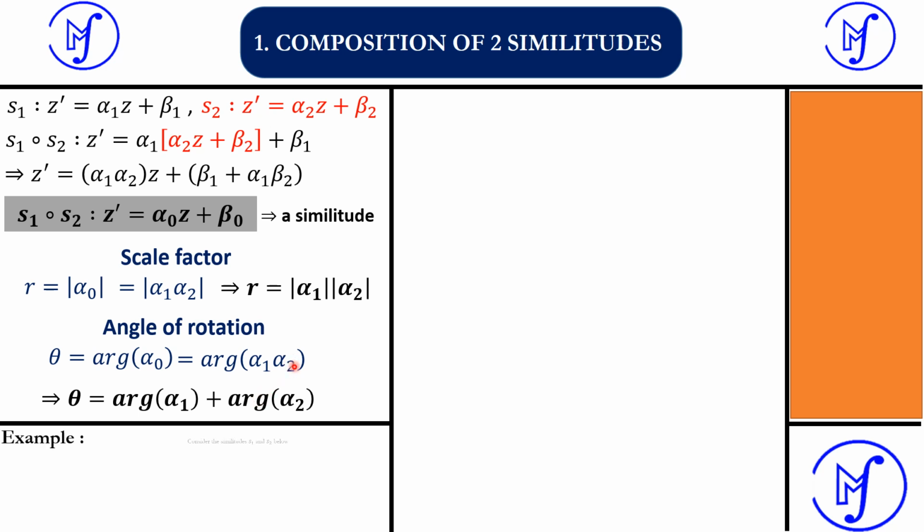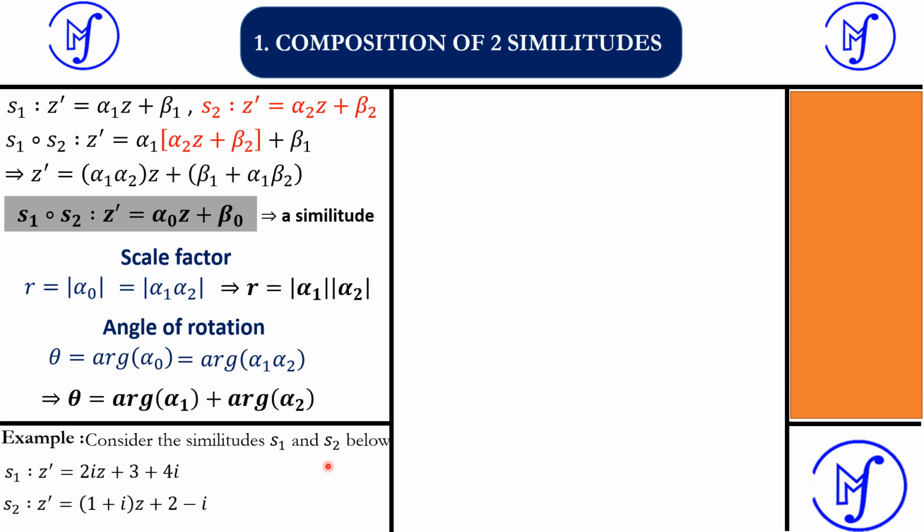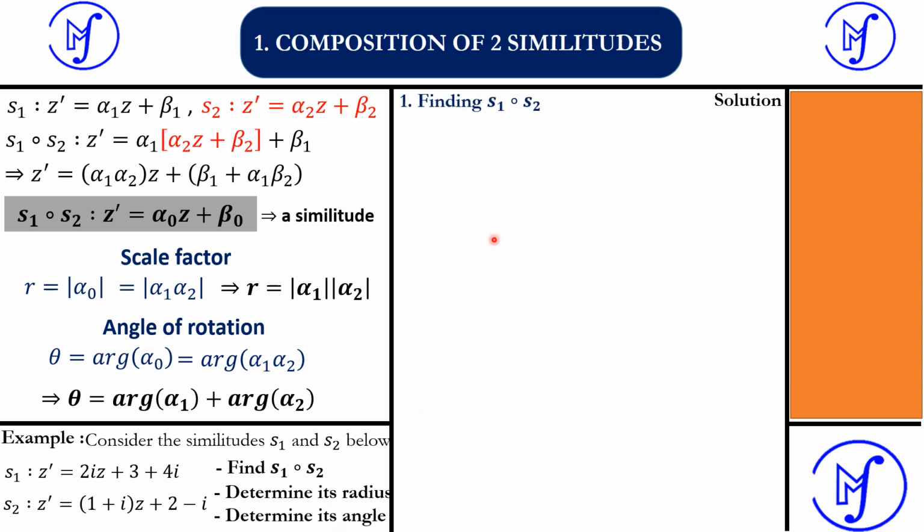Let us look at a little example. So we consider two similitudes, S1 and S2. S1 is given by that and S2 is given by this. We are going to do the composition of S1 and S2, meaning S1 of S2. We are going to determine the radius of this new similitude and we are going to determine the angle of rotation.